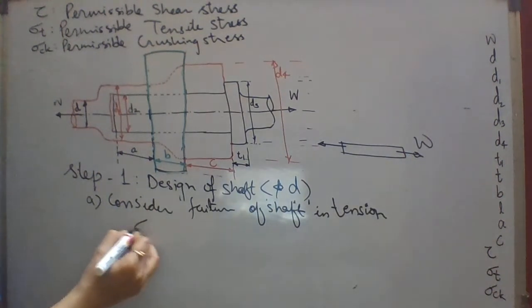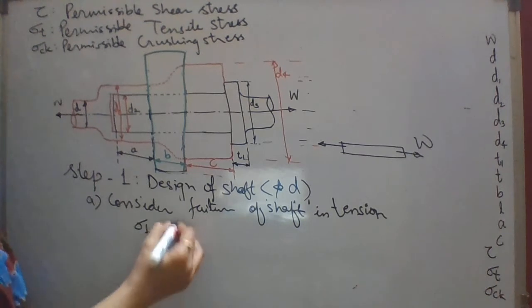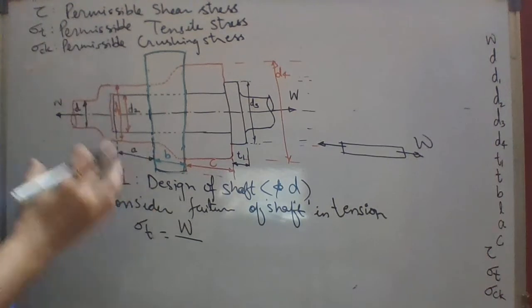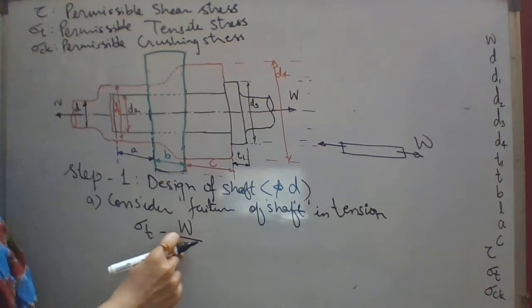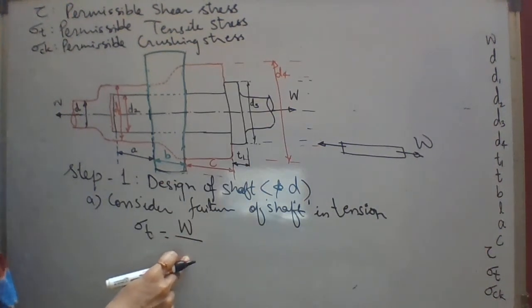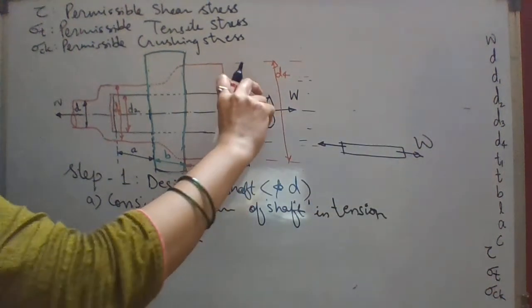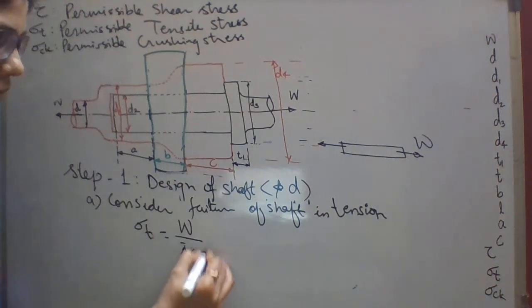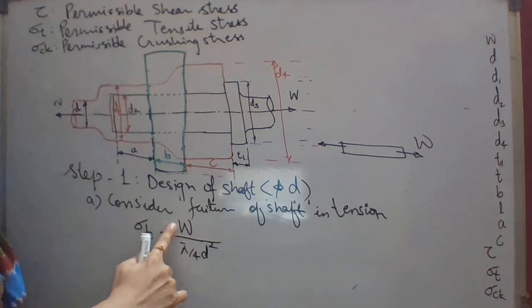Now if the tensile stress is induced, then obviously the formula for stress is load upon area. Sigma T is load upon area. Load is W. Everywhere the load for the complete joint, for each and every part, is W. So W upon area. But we are designing the shaft, so we'll put the cross-sectional area of the shaft which is under tension. From the side view, the area of this shaft is pi by 4 d square. Now sigma T is given in the equation, W will be given in the equation.